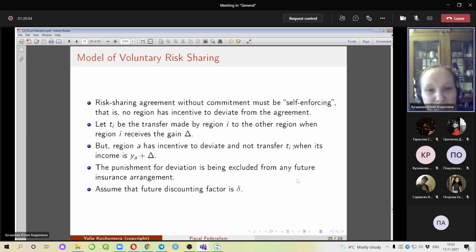So let TA be the transfer made by region A to the other region when region A received the gain delta.